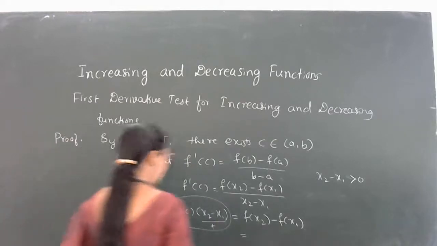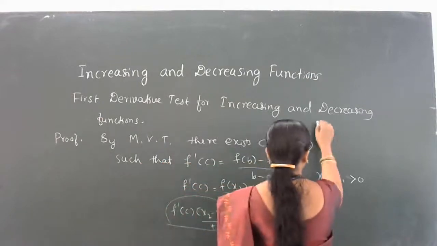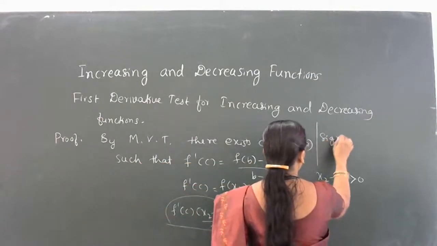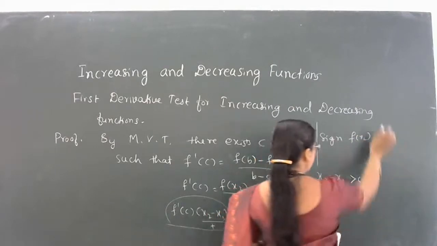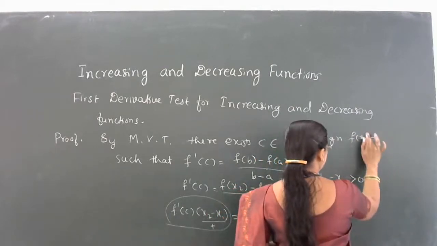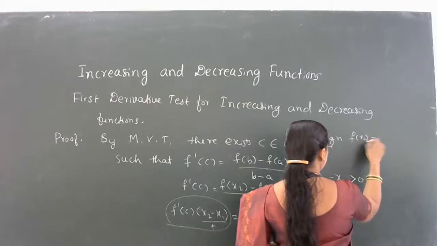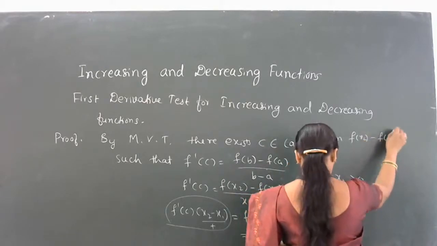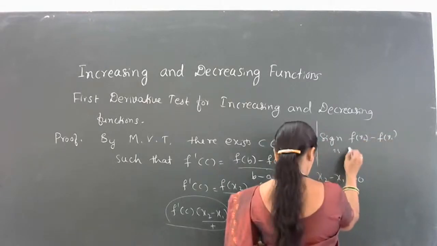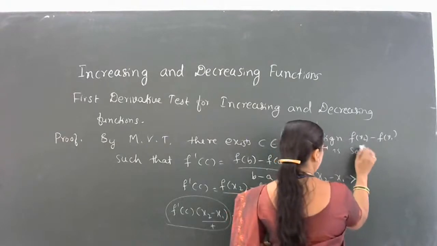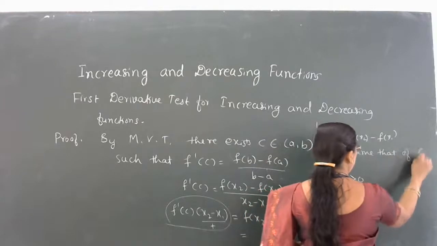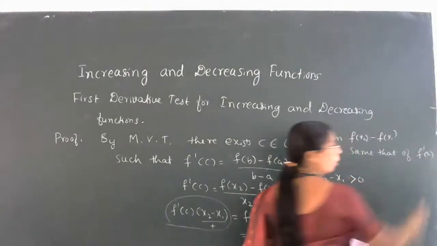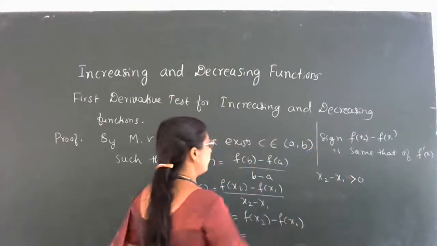Therefore, the sign of f of x2 minus f of x1 is the same as that of f dash c. I think you understand this point.